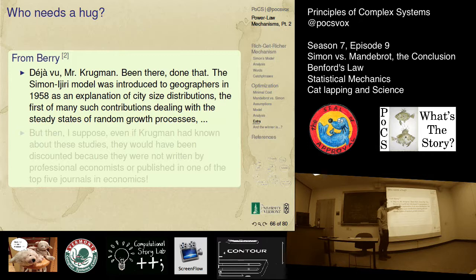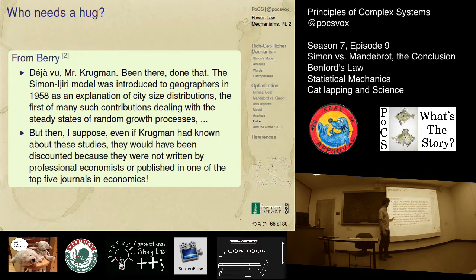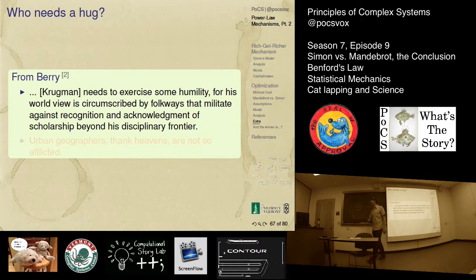This is a Japanese guy who was involved and was introduced to geographers in '58, explanation of city size distributions, blah, blah. But then I suppose if Krugman had known about these studies, they would have been discounted because they were not written by professional economists or published in one of the 5 journals in economics. He needs to exercise some humility for his worldview. It's circumscribed by folkways that militate against recognition and acknowledgement of the struggling artisan. Sorry, you didn't say that. Urban geographers, thank heavens, are not so afflicted. So maybe at this point it seems like he thinks he's being funny. But yeah.